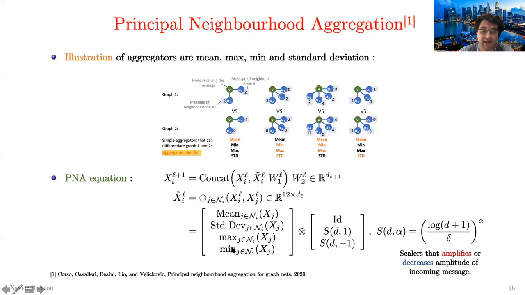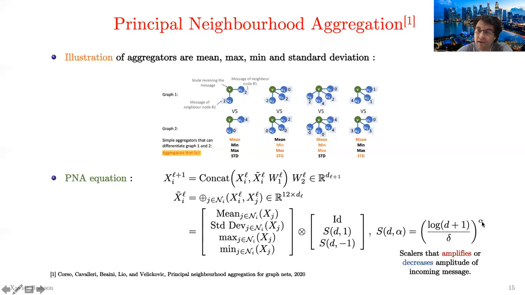Then what they use in their paper are scalers. Let me simplify this equation. D is the degree, which is simply the number of neighbors of a given node. For example, one node can have 10 neighbors, or it can have 1,000 neighbors. And alpha is the power, so it's something like D to the power alpha. When alpha is one, it's just D.